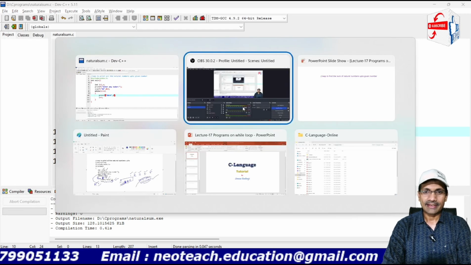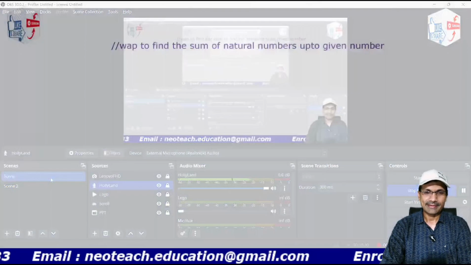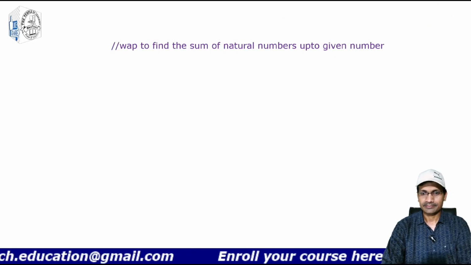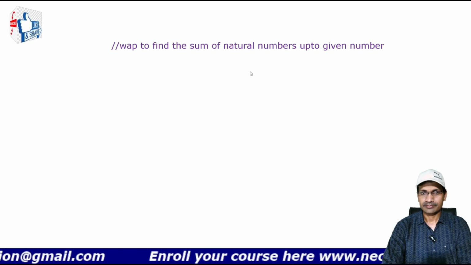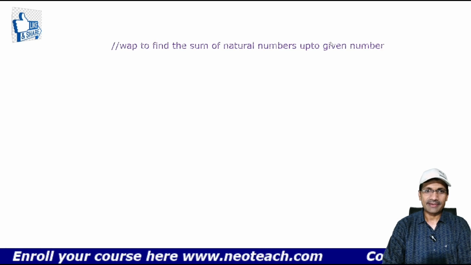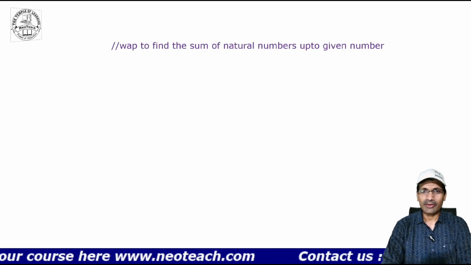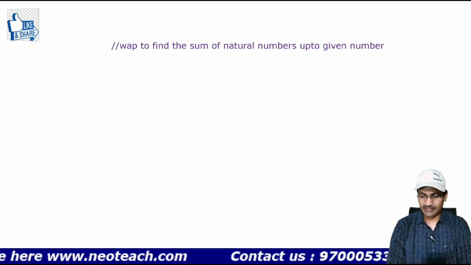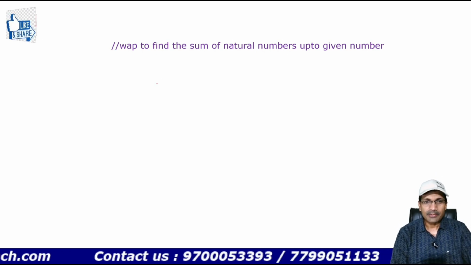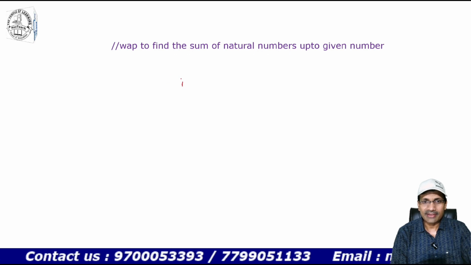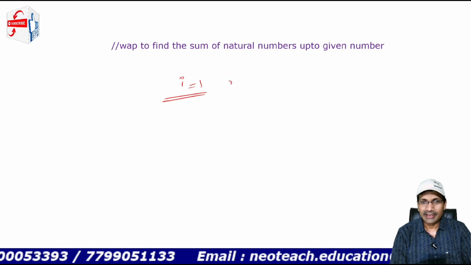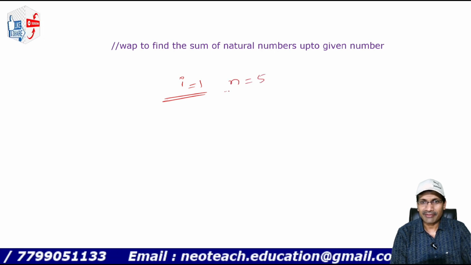So we will go for the next one. The next program is: write a program to find the sum of natural numbers up to a given number. What do we mean by the sum of natural numbers up to a given number? The natural numbers start with 1, we know that. So we take the i value as 1, and for the input value we take 5 as an example.